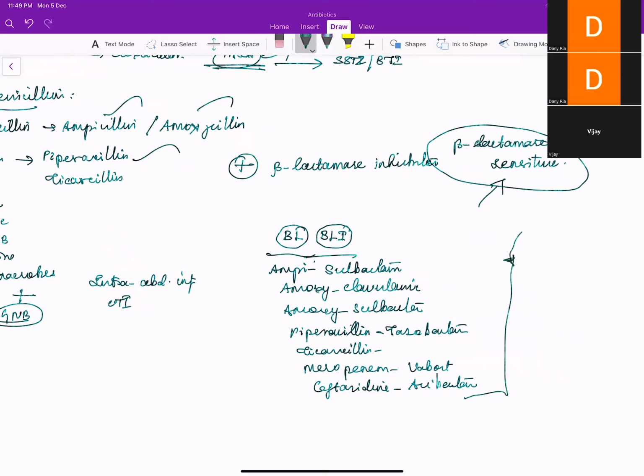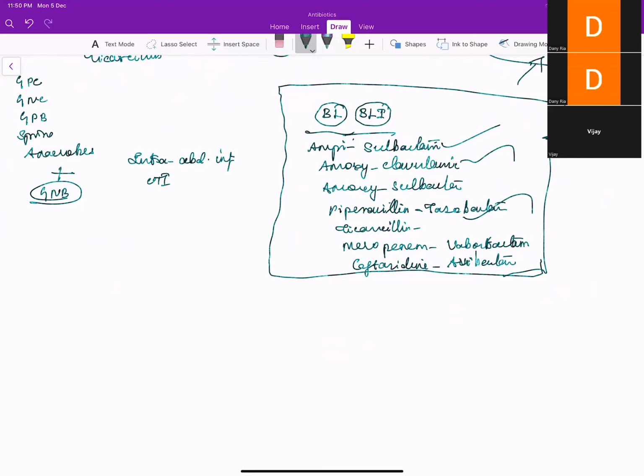This is meropenem vaborbactam. Ceftazidime avibactam. I don't know whether meropenem vaborbactam is available in India. Okay. So the problem associated with ampicillin, amoxicillin and all is that it is the beta-lactam, and then we have the beta-lactamase inhibitor combined.